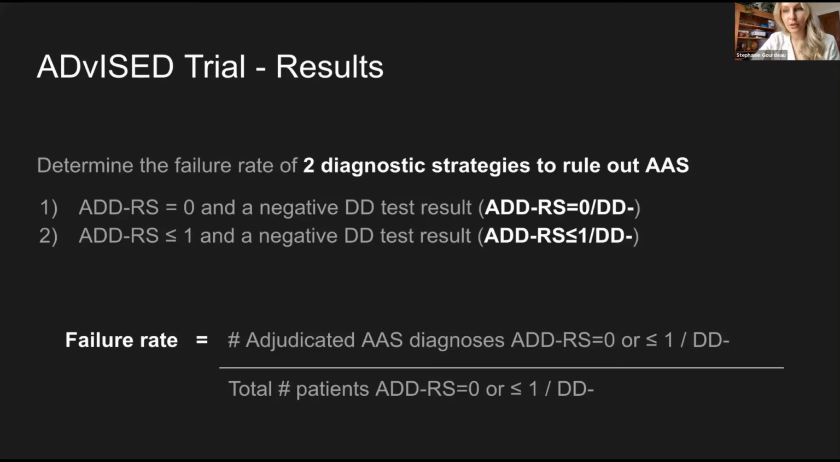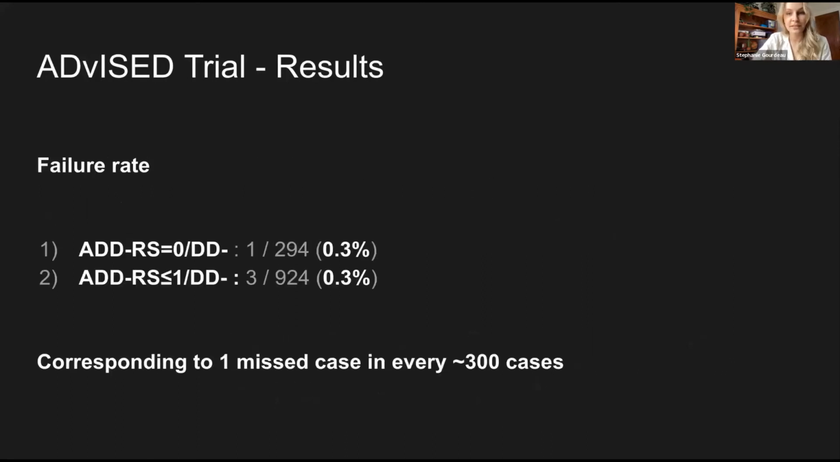Going back to the primary outcome of this study, they wanted to assess the failure rate of both rule-out strategies, the first strategy being a little more conservative than the second. They found that both rule-out strategies demonstrated a failure rate of 0.3%, corresponding to one missed case in every 300 cases, which does seem quite encouraging.